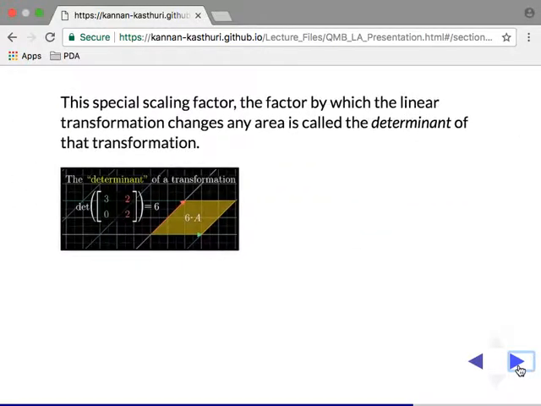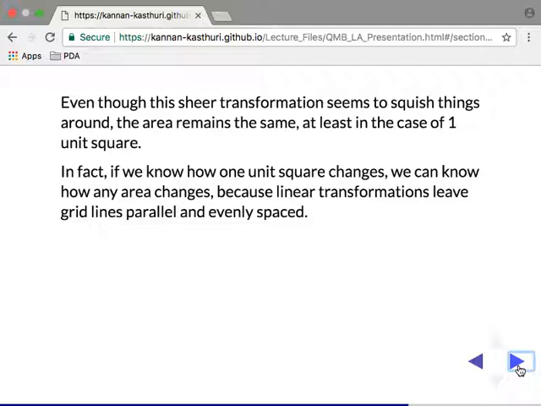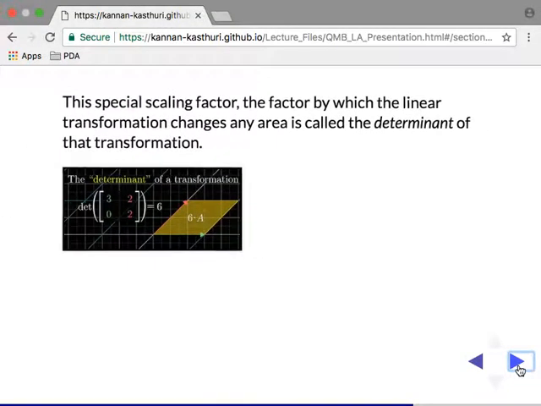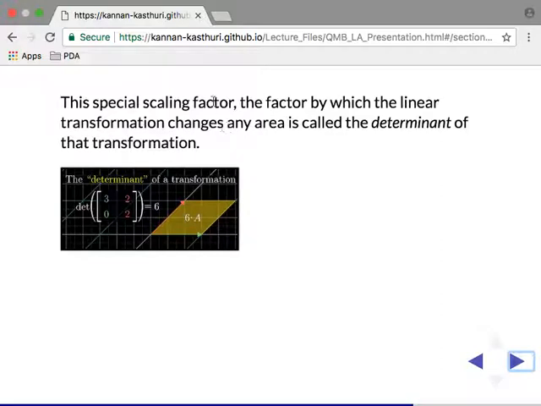And one of the nice things is that if you know how one unit square changes, we can know how every area changes, because these transformations leave the grid lines parallel and evenly spaced. So if you know how one area changes, you will be able to find out how any other area changes, because the lines remain parallel and evenly spaced. This special scaling factor, how the area changes according to a transformation, is called a determinant.